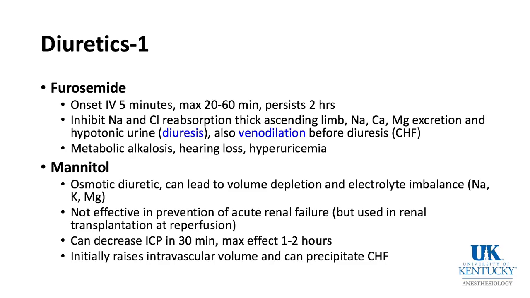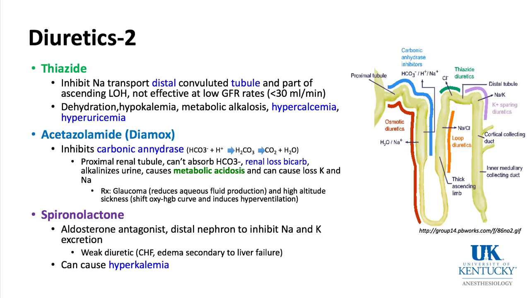as mannitol is given, it being an osmotic diuretic, it draws fluid initially into the intravascular space and can initially raise intravascular volume. And in someone with an EF, let's say of 15%, that you gave them a big dose of mannitol, you could precipitate congestive heart failure. And Lasix might be a better choice in that situation than mannitol.